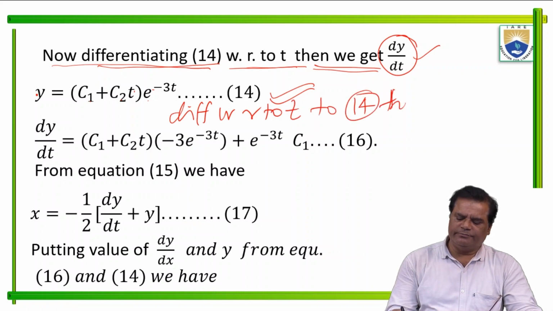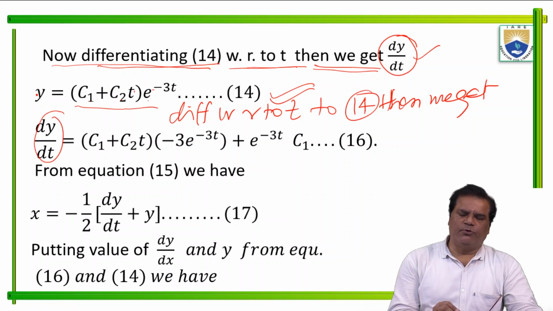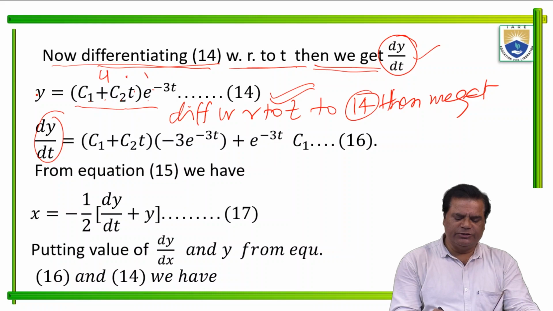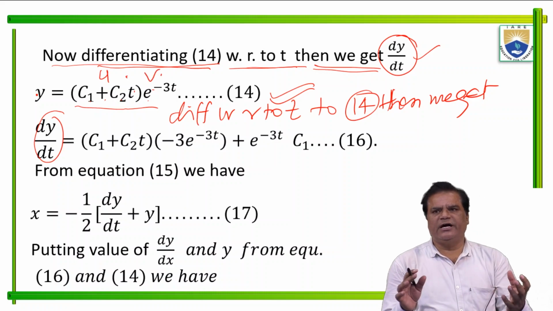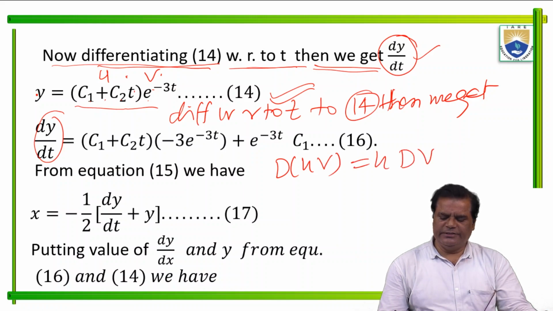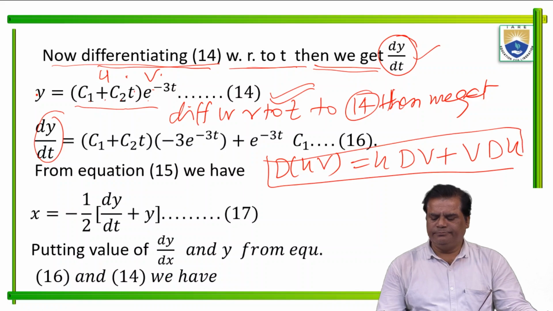Differentiating equation 14 with respect to t, we get dy/dt. Here we use the product formula. This is u and this is v, both are functions of t. So we apply the formula: u into the differential of v, plus v into the differential of u, keeping the other constant.